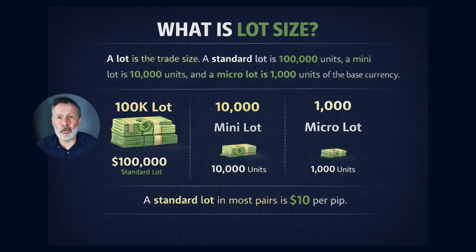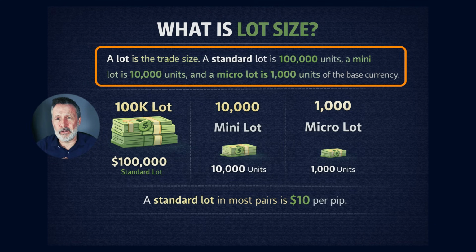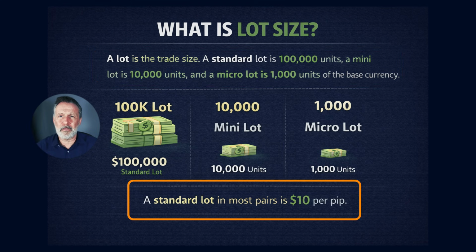What is a lot size? A lot is the size of your trade. In Forex trading, a standard lot is 100,000 units, a mini lot is 10,000 units, and a micro lot is 1,000 units. In most major pairs, one standard lot roughly moves $10 per pip.